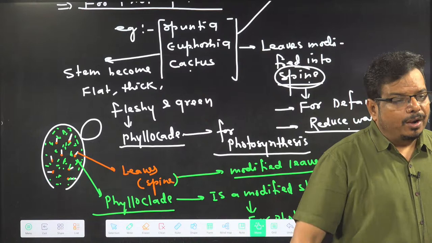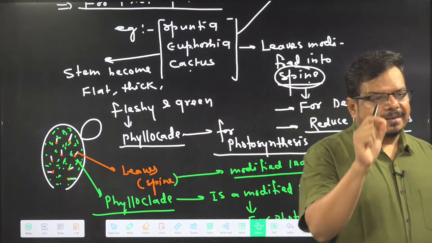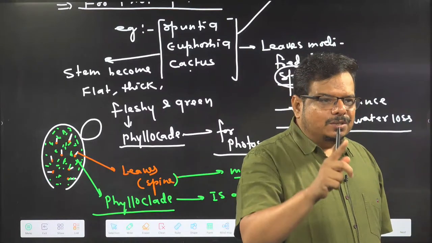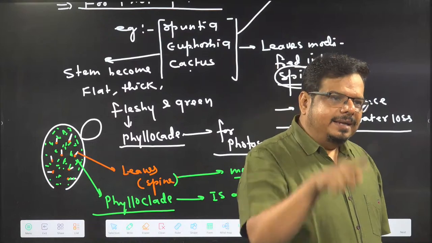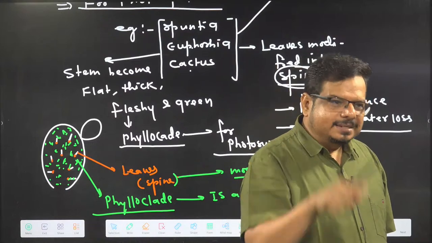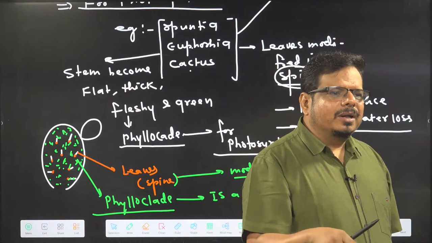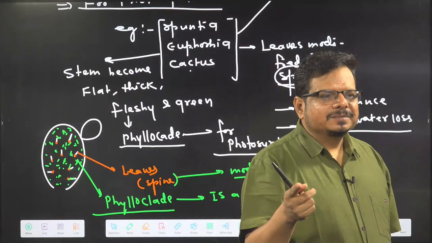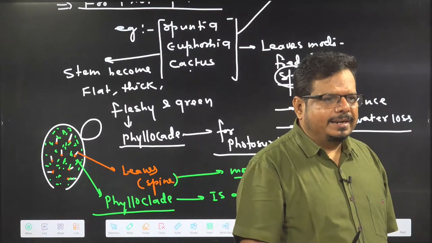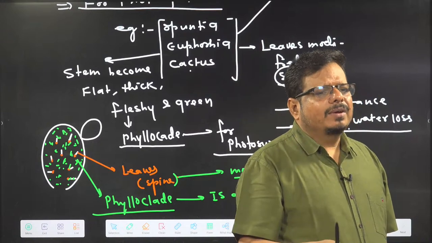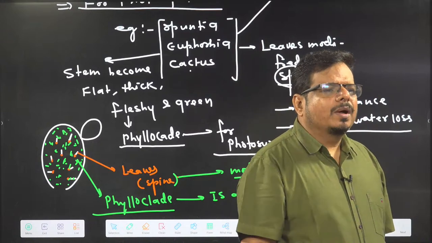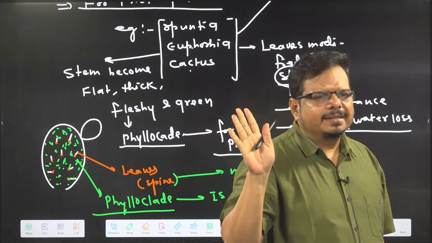Don't confuse here. In cactus, modified leaf is present, and modified stem also. The stem gets modified for photosynthesis, called phylloclade, and the leaf gets modified to reduce water loss and for defense. Understanding the idea or not?